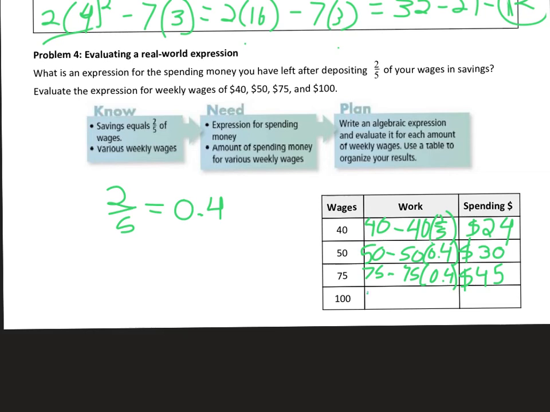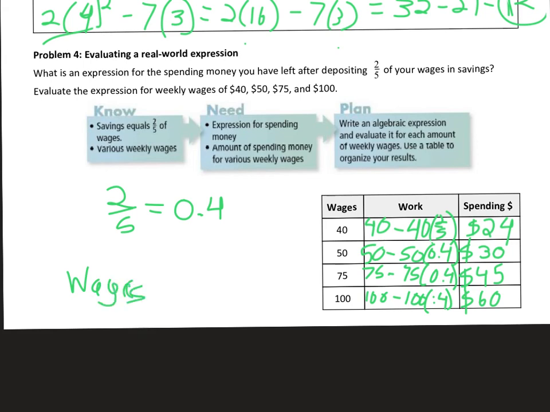And then the last one, $100 minus 100 times 0.4. So 100 minus 100 times 0.4. I'm left with $60 in spending money.